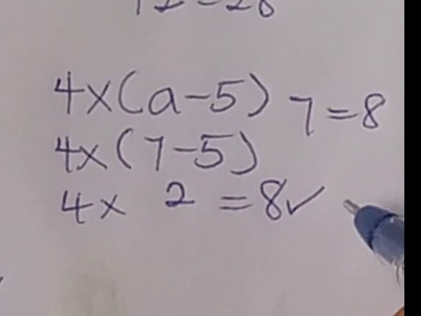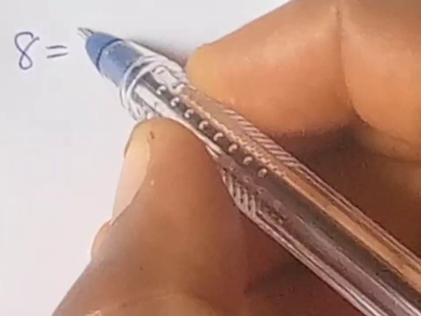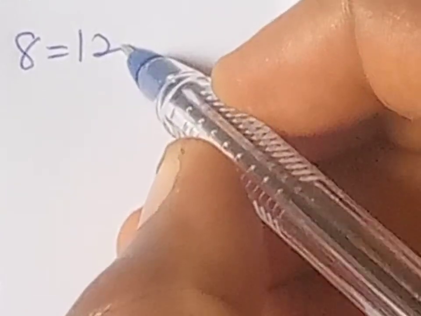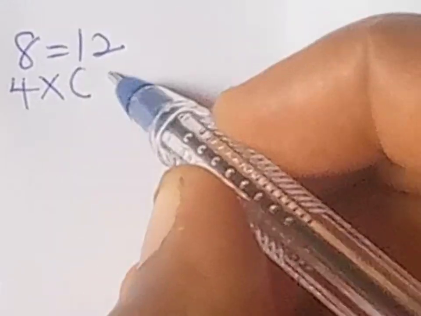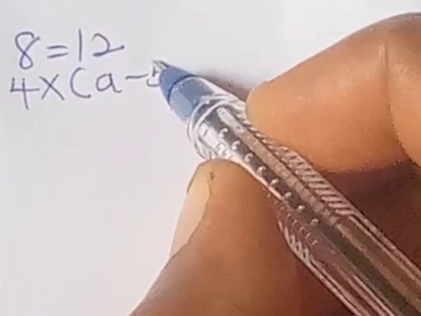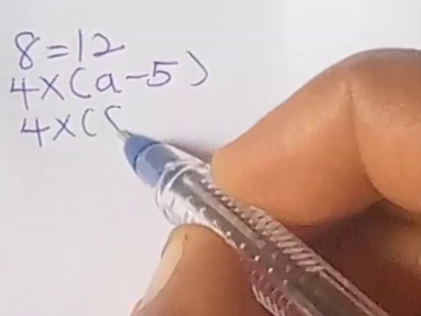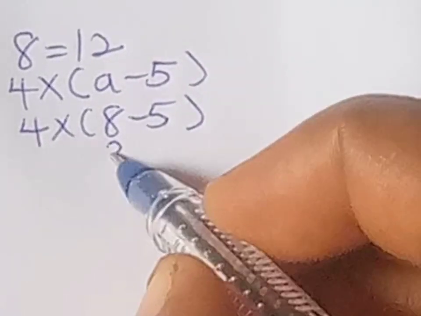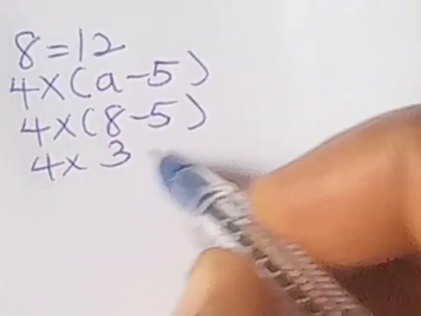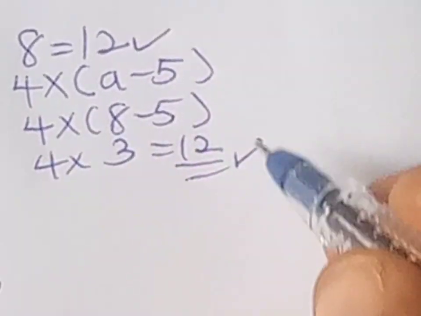Now let's look at the second row. The second row says 8 equals 12. Using our formula, 4 multiplied by open bracket a minus 5. So we have that 4 multiplied by 8 minus 5. 8 minus 5 is what? 3. So 4 times 3 will give us 12, which is perfect.